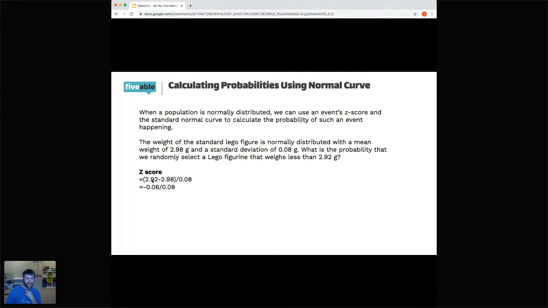So whenever we subtract observed minus expected, we get negative 0.06, and we divide that by 0.08. That gives us negative 0.75. And then we're going to use the z-score table to find the probability. Give me just a second. I'll post that link for you guys in the chat.